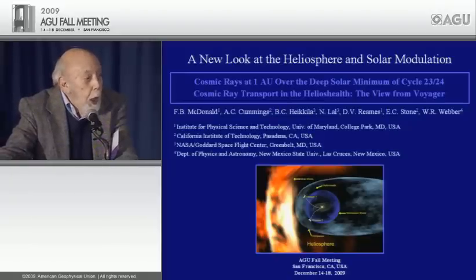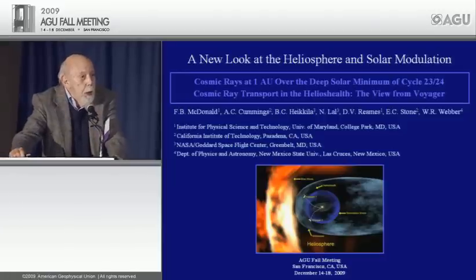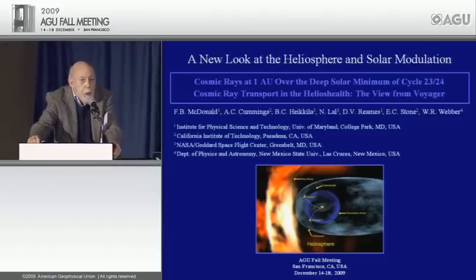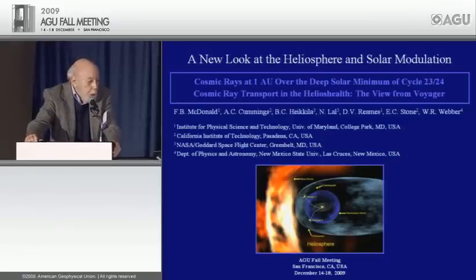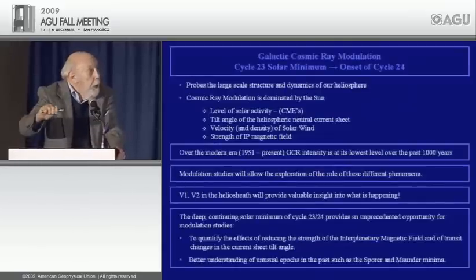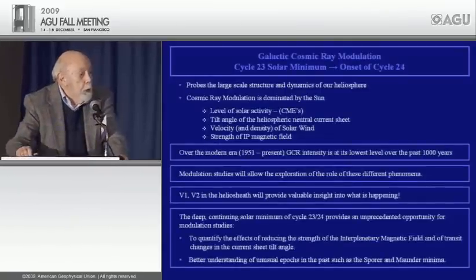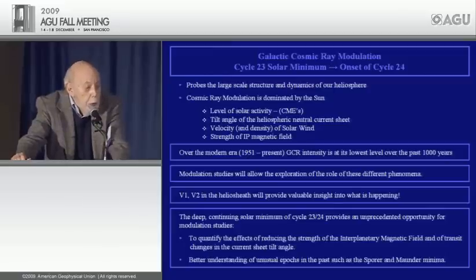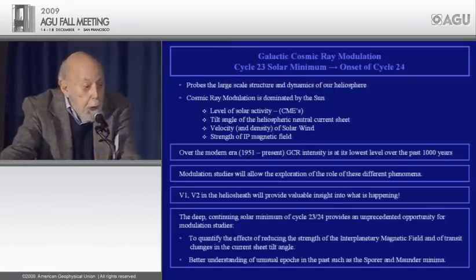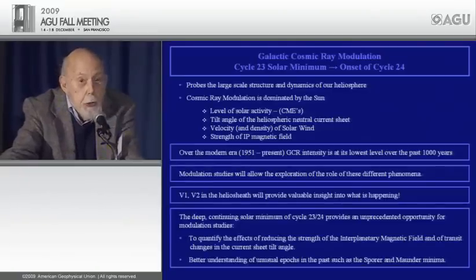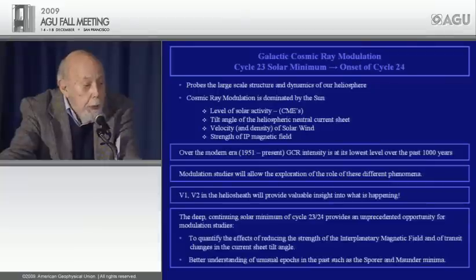in the last century. And it's a true blessing for those of us who do modulation studies, because we get a whole new look at the heliosphere and solar modulation. Next slide. Mainly, with this deep continuing solar minimum, we can quantify the effects of reducing the strength of the interplanetary magnetic field. There are transient changes in the current sheet tilt angle, and it should lead to a better understanding of the unusual epochs in the past of paleocosmic ray activity.